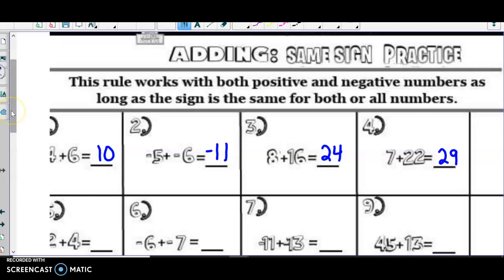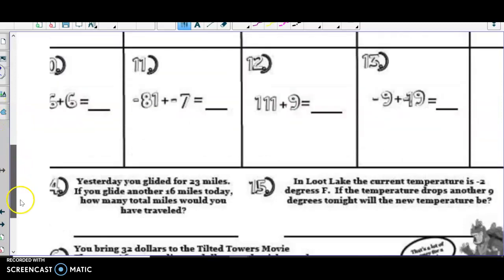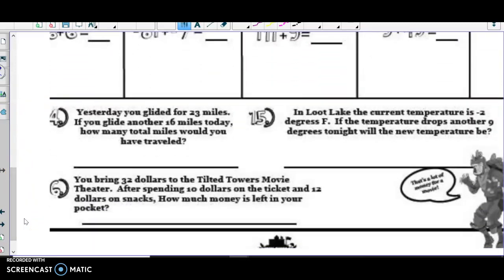Let's take a look at a story problem, because we do or will have some examples of those. All right, Fortnite example. Yesterday you glided for 23 miles. If you glide another 16 miles today, how many total miles do you have? So for me, let's see. Yesterday plus today equals total. So yesterday was 23 plus 16 is going to give me a total of 39. And that's my answer.